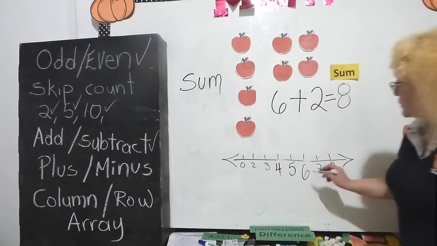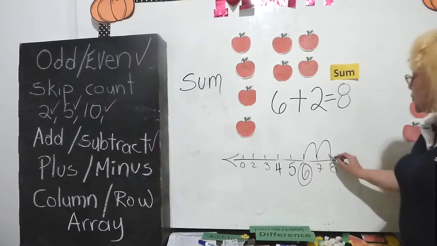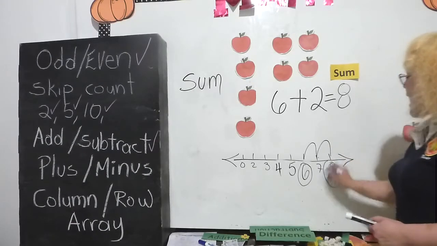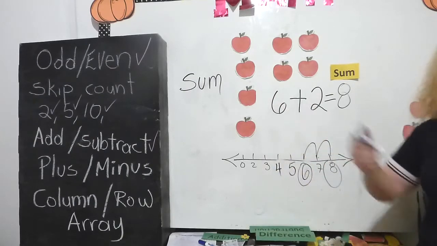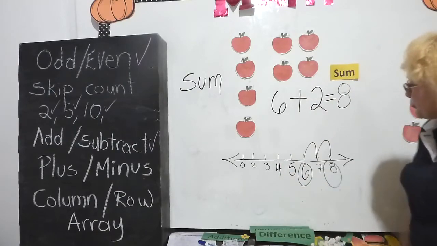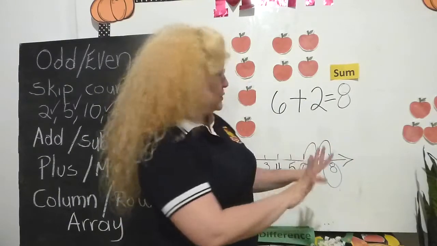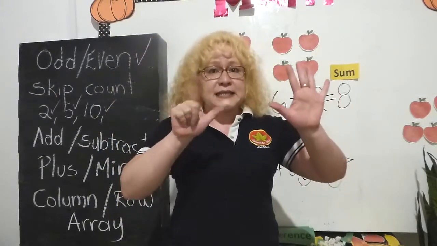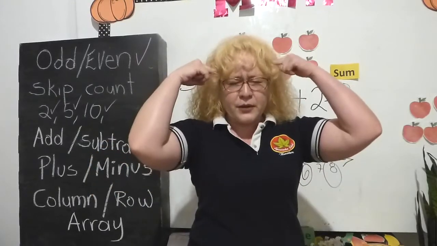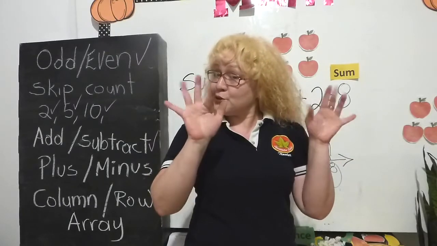I can do it on the number line too. 6 plus 2. Where do I have to start? With the big number 6 plus 1, 2. My answer? 8. Get it? I can use my hands, my fingers, but sometimes, well, so far they're gonna be enough. 6 plus 2, 6. Remember the big number in my head, 6, 7, 8. You can use your fingers too.